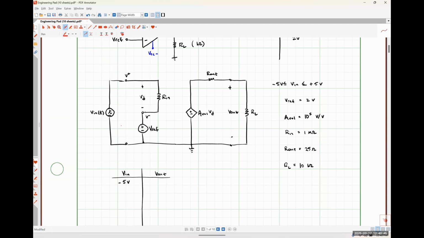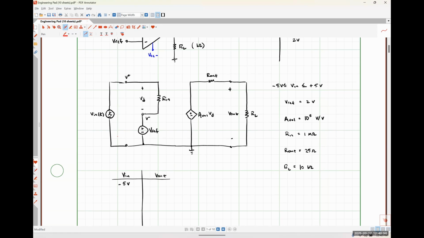So I don't think it'll be -5 volts. So let's find out by doing Kirchhoff's voltage law around this loop, right? So we would have -5 volts, which means +5 volts plus VD plus Vref, which in this case is 2 volts, is equal to 0. So we have 7 volts plus VD is equal to 0. What's VD? Negative 7 volts. Okay, so our VD is negative 7 volts for this case.